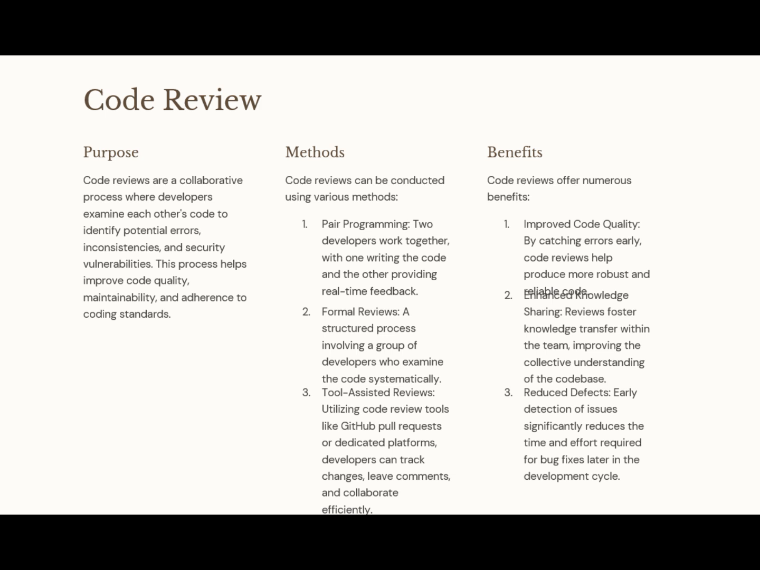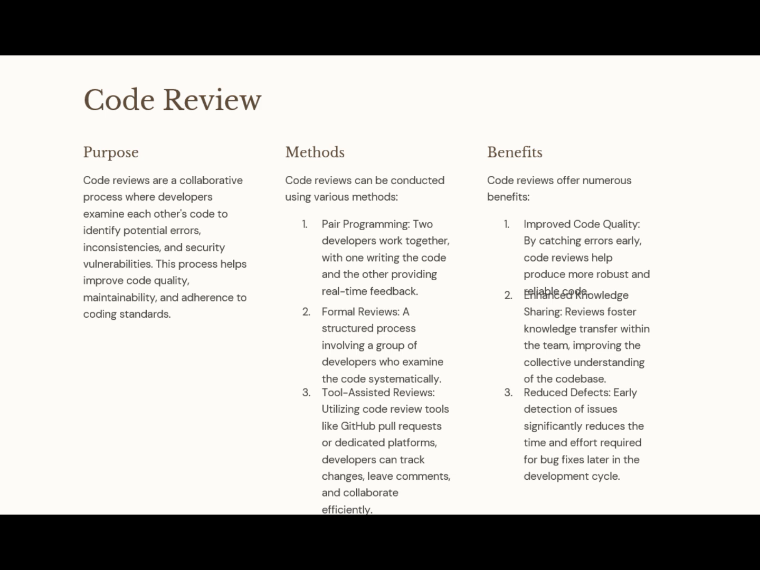What are the methods? Code reviews can be conducted using various methods. First, pair programming. Two developers work together with one writing the code and the other one providing real-time feedback. Second, formal reviews. A structured process involving a group of developers who examine the code systematically. Third, tool-assisted reviews. Utilizing code review tools like GitHub pull requests or dedicated platforms, developers can track changes, leave comments, and collaborate efficiently.